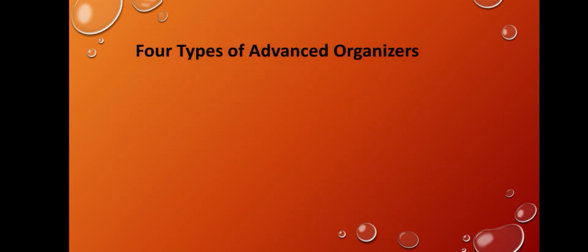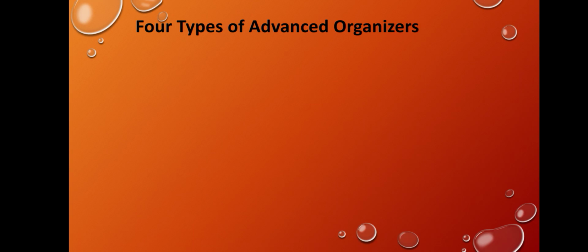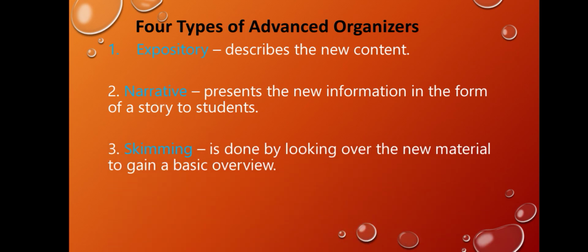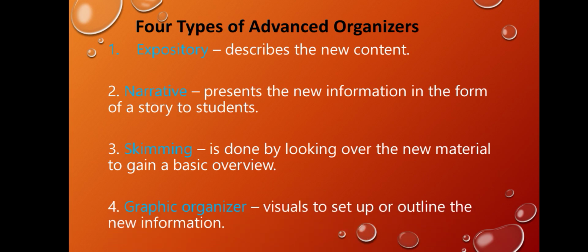There are 4 types of advanced organizers. These are the following. 1. Expository organizers that provide a description of new knowledge. 2. Narrative organizers that present the new information in a story format. 3. Skimming organizers that flick through the information. 4. Graphic organizers that include pictographs, descriptive or conceptual patterns, and concept maps.